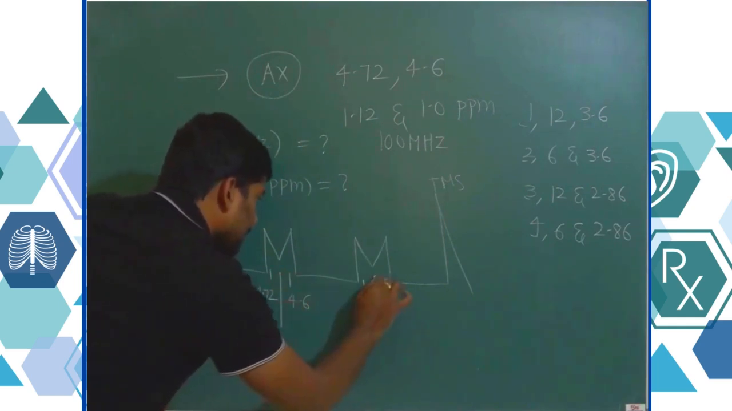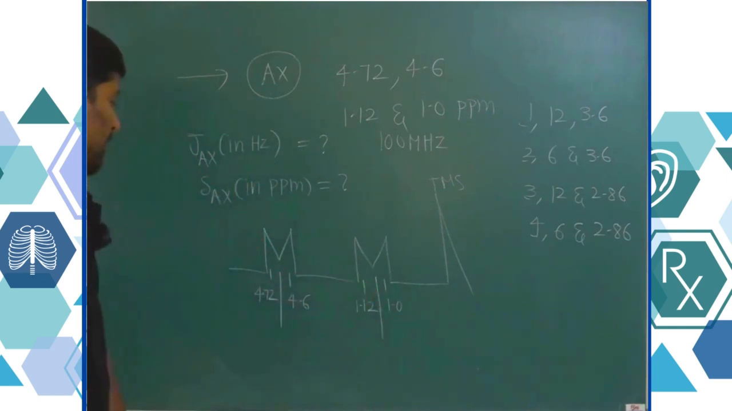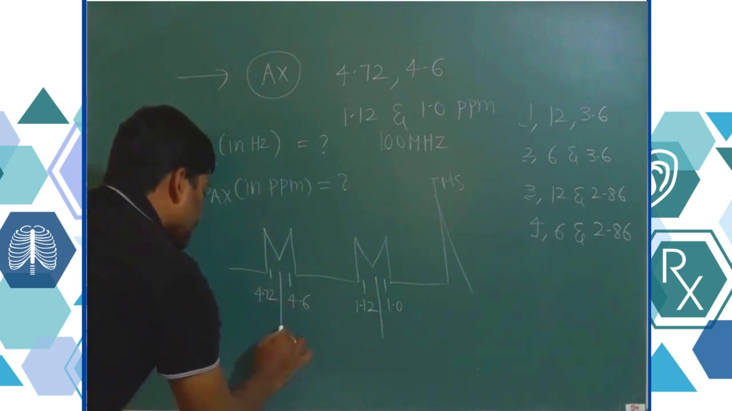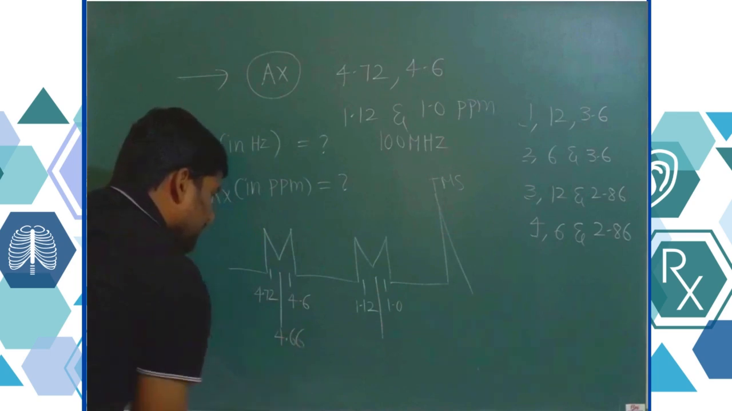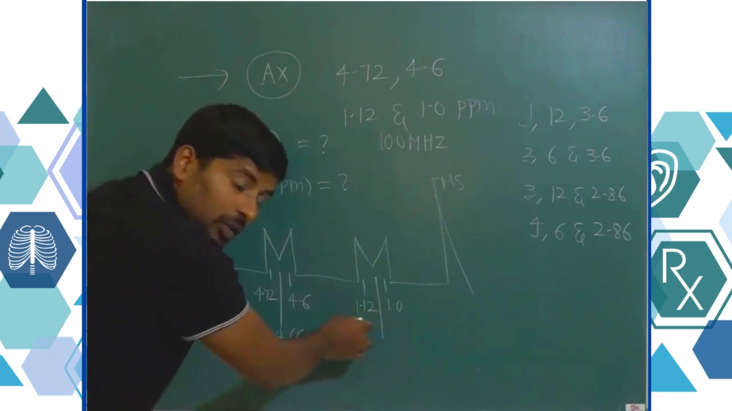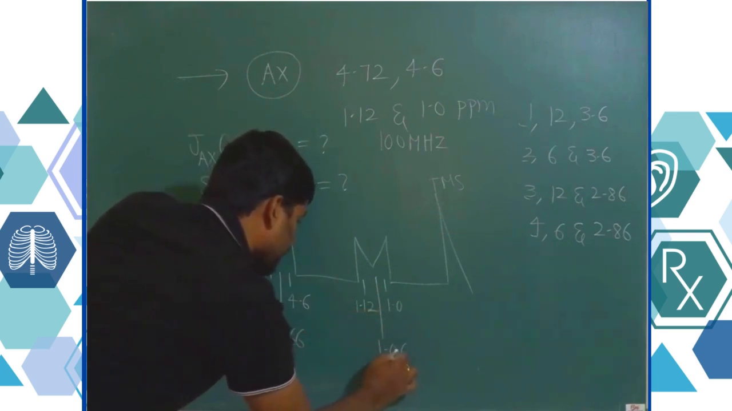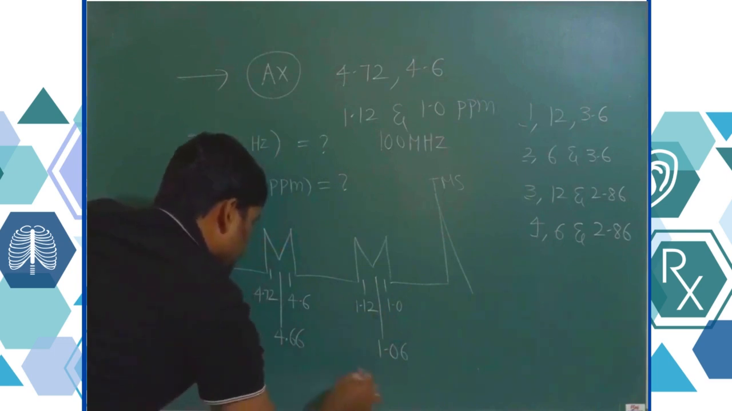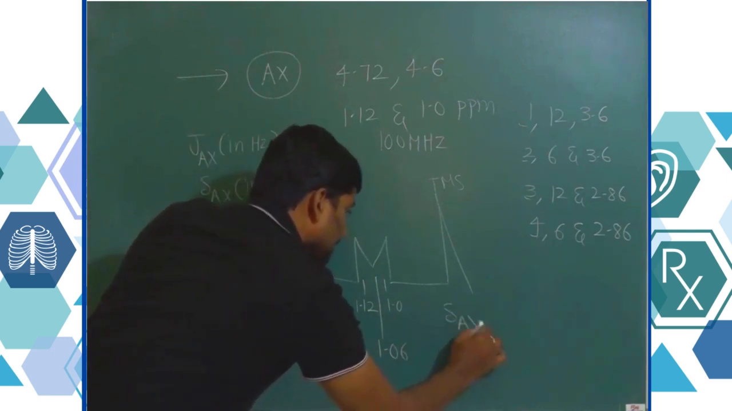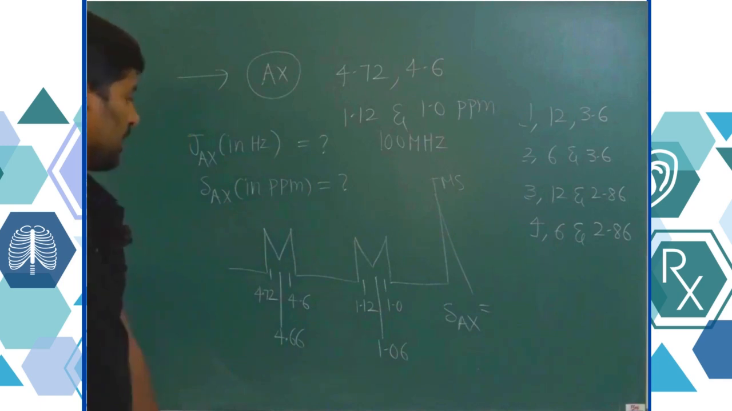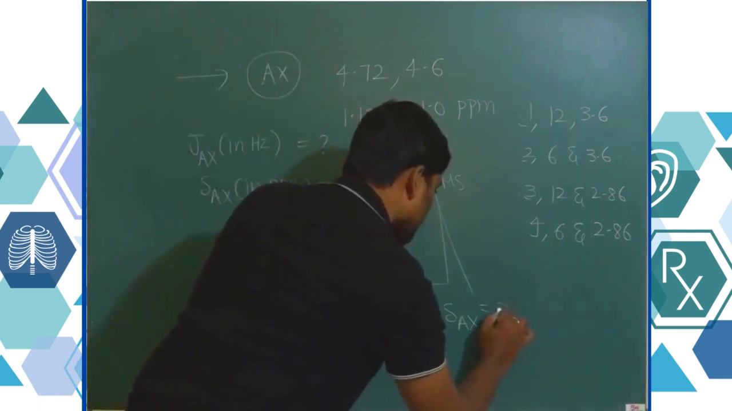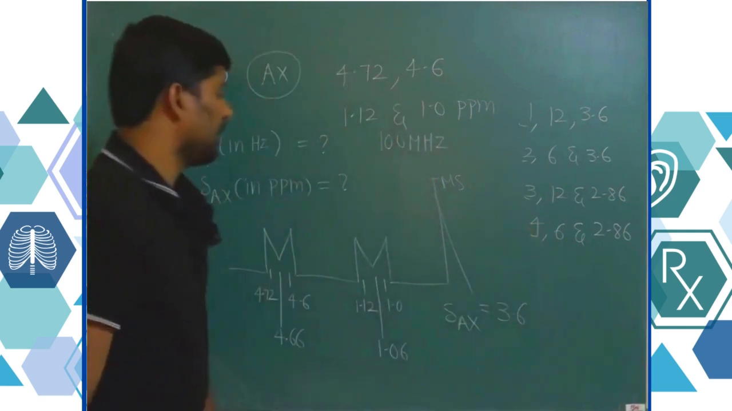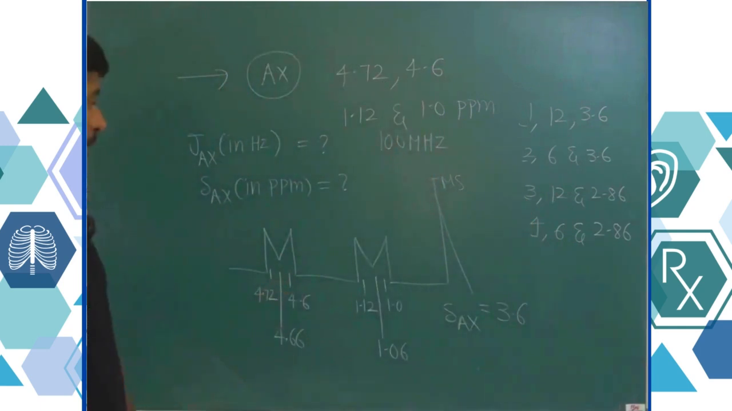Midpoint we have to take. Chemical shift means we have to take the midpoint. Between 4.6 and 4.72 the midpoint is 4.66, and between 1.0 and 1.12 it is 1.06. So the gap, that is delta AX, is 4.66 minus 1.06, which gives 3.6. Okay, delta AX value is 3.6.